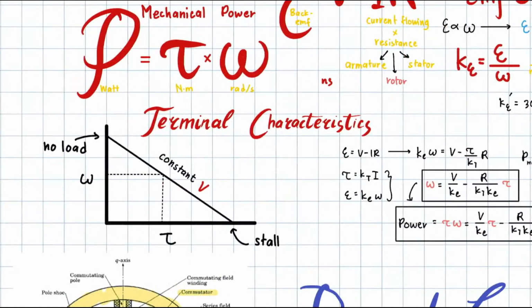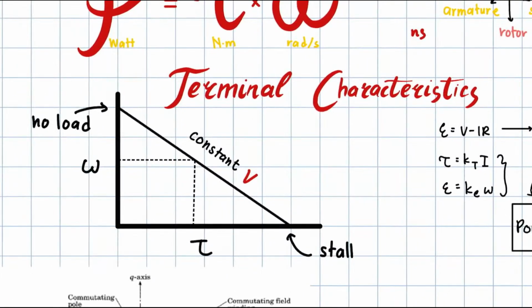Okay, so now we go to terminal characteristics. Terminal characteristics is basically how you would rate a motor. Like we learned about pumps, pumps have pump characteristics. This is like a pump, but we call it terminal characteristics. So terminal characteristics has its graph.